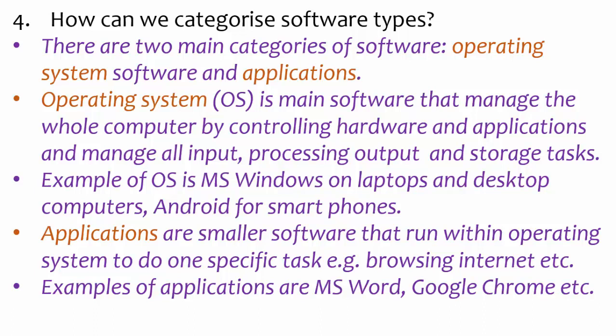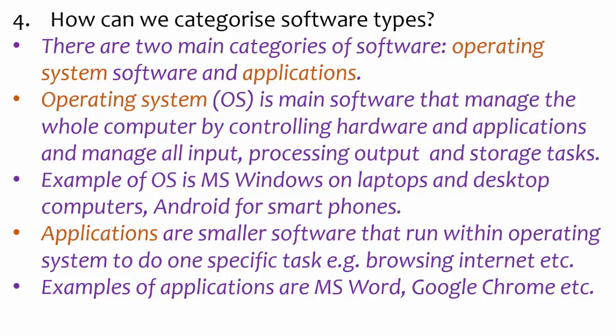We have several examples of operating systems. For larger computers like laptops and desktop computers, MS Windows is one of the famous operating systems. For the smaller devices like tablets and smartphones, we have Android as an example of operating system.